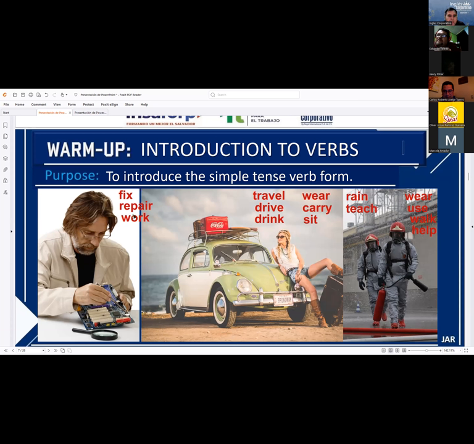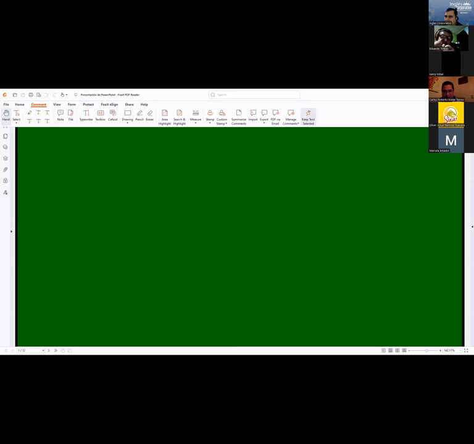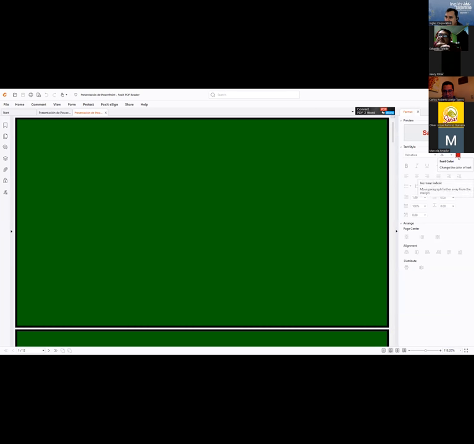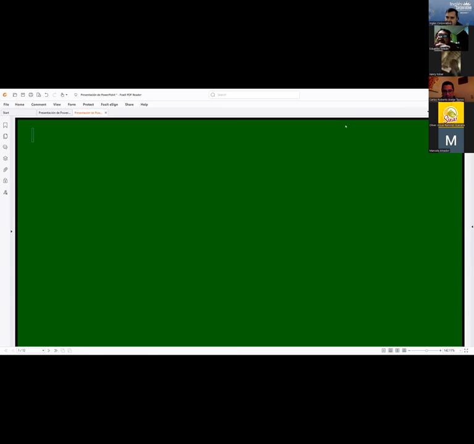Let's look at the words. Fix, repair, work. Travel, drive, drink. Wear, carry, sit. Rain, teach. And maybe wear, use, walk, and help. Okay. Before we move to the next slide, let's go to our board, and here I'm going to change color. Let's use white. We have a green board, and then we have white, right? Chalk is white. Okay, let's see over here. Verbs. Here we're going to list verbs in general.